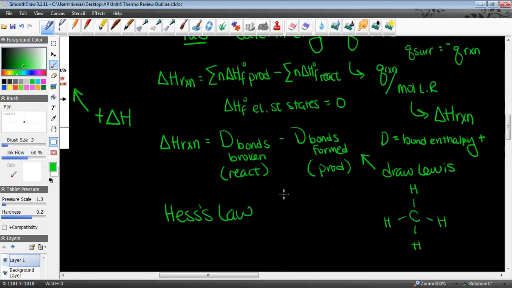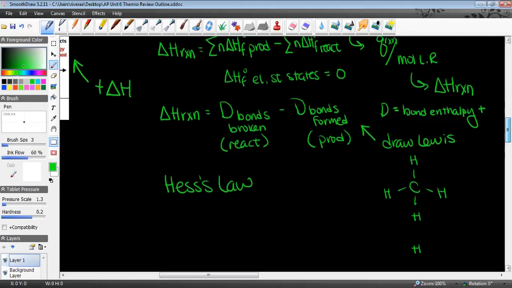Which is when we've got a series of reactions that we can add up in order to result in an overall reaction. Like let's say you have a reaction that just takes a super long period of time or releases a ton of energy and just isn't feasible to do in a calorimeter. You can take smaller reactions that you can actually measure and sum them up. And when you add up the reactions, you add up your delta H's.